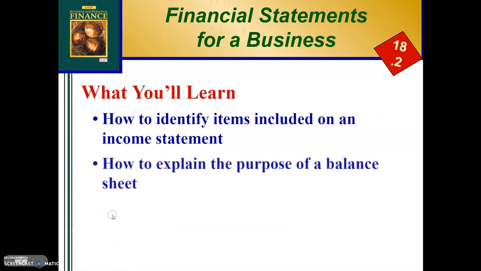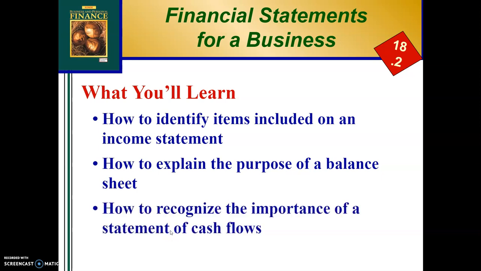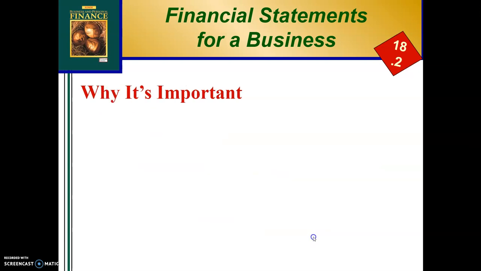So hopefully by the end of this section, you'll understand how to identify items included on an income statement, which is the analyzing of revenues and expenses, how to explain the purpose of a balance sheet, which is the proving of the accounting equation of assets equaling liabilities plus owner's equity, and then how to recognize the importance of a statement of cash flows, which is our one asset known as cash in bank, and how that has changed over the course of an accounting period.